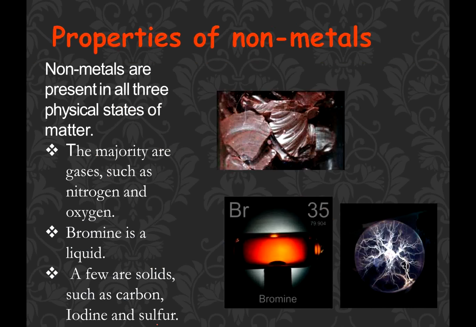On the other hand, non-metals exist in all the three physical states, but the majority of them exist in the form of gas, like nitrogen, oxygen, chlorine. But there is one liquid among the non-metals, which is bromine, and there are a few other solids like carbon, iodine and sulfur. So you have to remember the exceptions too. So in physical state, metals exist in the solid state, and the non-metals on the other side exist in all the three states of matter.